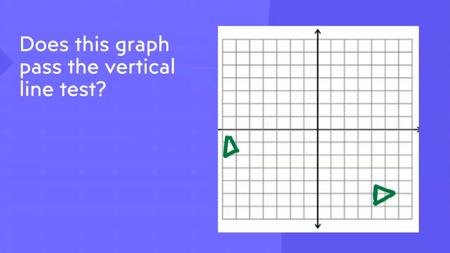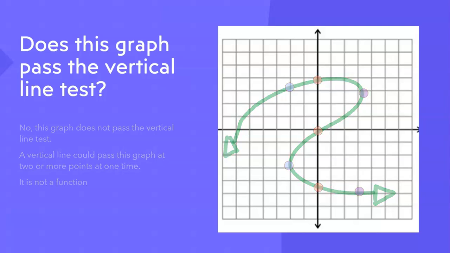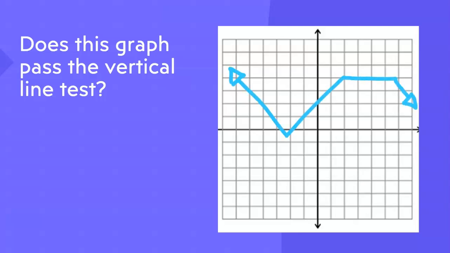If you have this graph, however, your ruler might hit your graph at 2 or 3 spots at once. So no, this graph does not pass the test. It could pass through 2 or more points at one time. It's not a function.